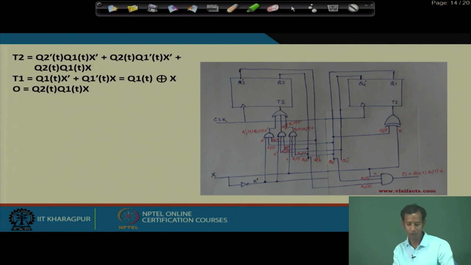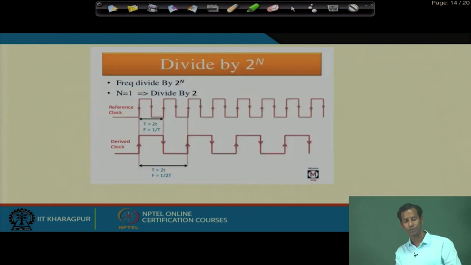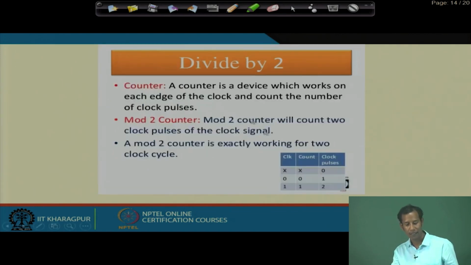Okay. So, then again we will see, initially we have seen multiply by 2 clock, multiply by 4, multiply by 8, that everything we can do. Now, we have to design divide by 2 to the power n. Okay. So, divide by 2 to the power n, let us consider now n equals 1, that means a divide by 2 counter. So, how can we do it?